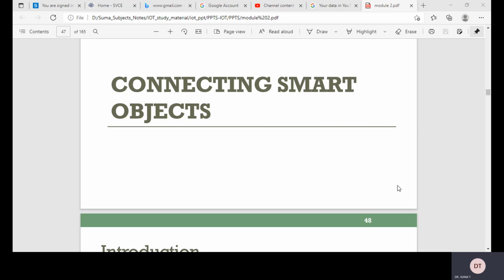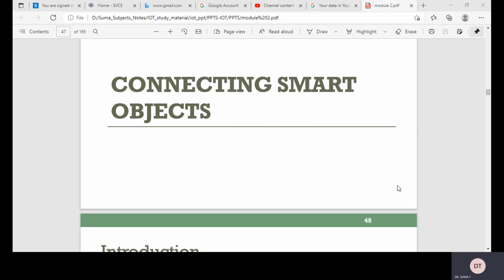Next, we have studied smart objects, sensors, actuators, wireless sensor networks, and MEMS, that is, microelectromechanical devices, right? Now we have to study how we are going to connect these smart objects together.